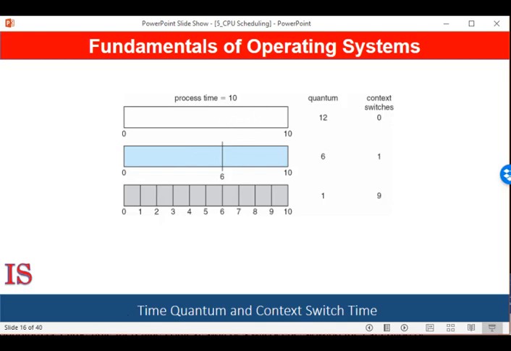So we want the time quantum to be large with respect to the context switch time. If the context switch is approximately 10% of the quantum time, then about 10% of the CPU time will be spent in context switching. In practice, most modern systems have a time quantum ranging from 1 to 100 milliseconds. The time required for a context switch is less than 10 microseconds. Therefore, the context switch time is a small fraction of a time quantum.